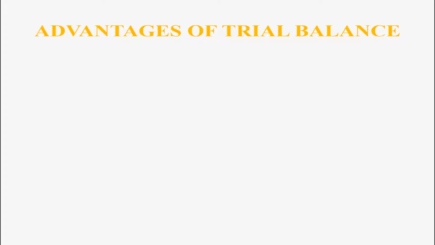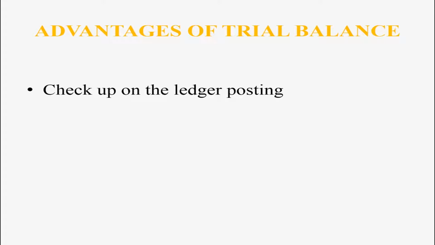Now, let's move on to the advantages of trial balance. The first one is checkup on the ledger posting. Trial balance helps in checking whether all the journal entries are posted in the ledger from the journal. Secondly, arithmetical accuracy. Trial balance helps in checking the arithmetical accuracy of books. If the total of debit and credit columns of trial balance matches, it means the journal and ledger are prepared accurately.